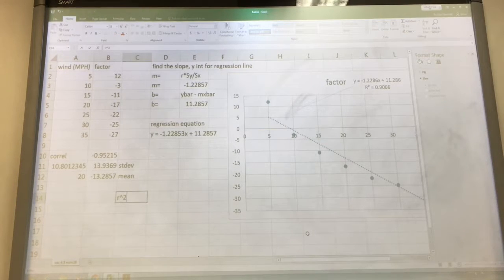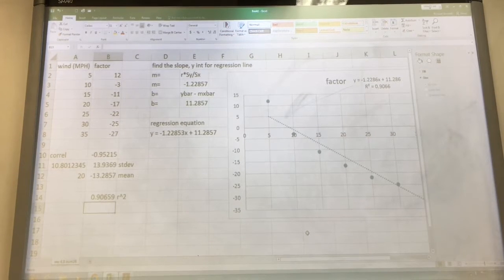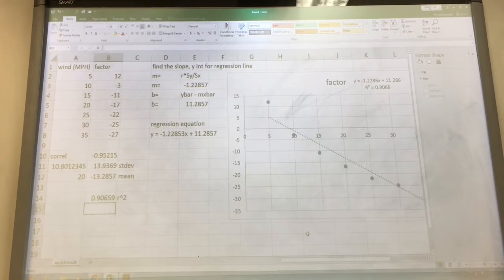R squared is simply correlation squared. How about that? Does that make you feel smart? Smart, smart, smart.